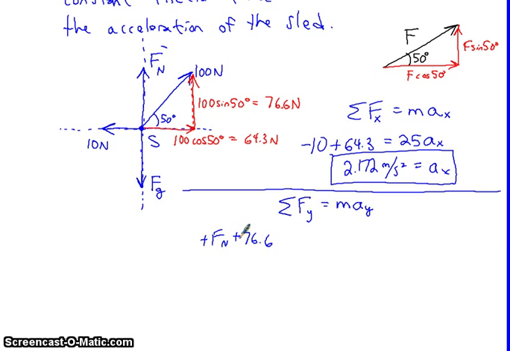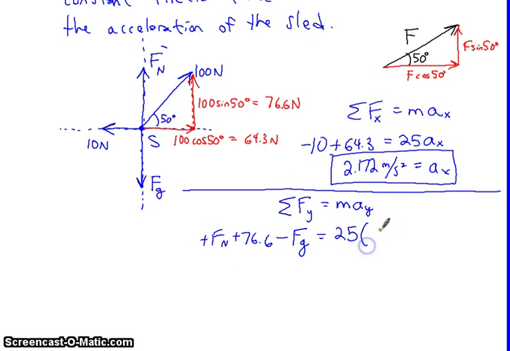They're both positive. Also in the y direction is Fg. Now that points down, so it's negative. And that's it. Those are the only three forces in the y direction. The mass is still 25. How about the acceleration in the y direction? I mean, if we don't know it, we have a lot of unknowns here. Well, it turns out that we do know it.